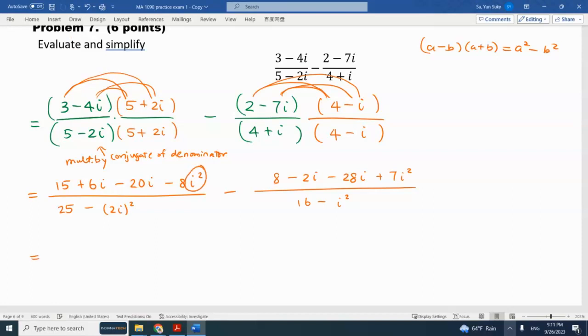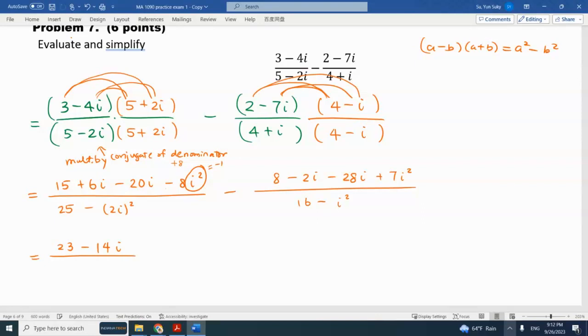Okay, let's see. i squared is minus 1. So minus 8 times minus 1 is actually plus 8. 15 plus 8 is... What's 15 plus 8? Type your answer in the chat. Yes, 23. Okay, and then 6 minus 20 is minus 14i.